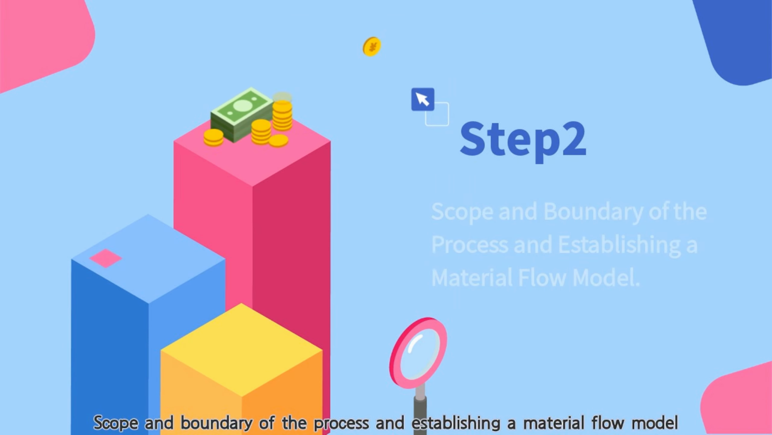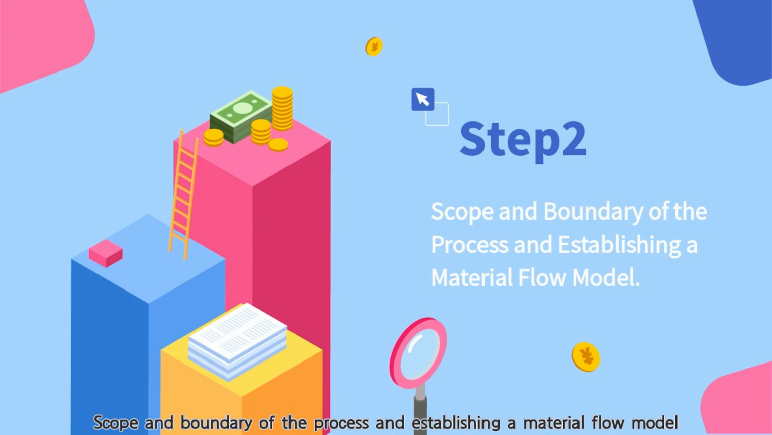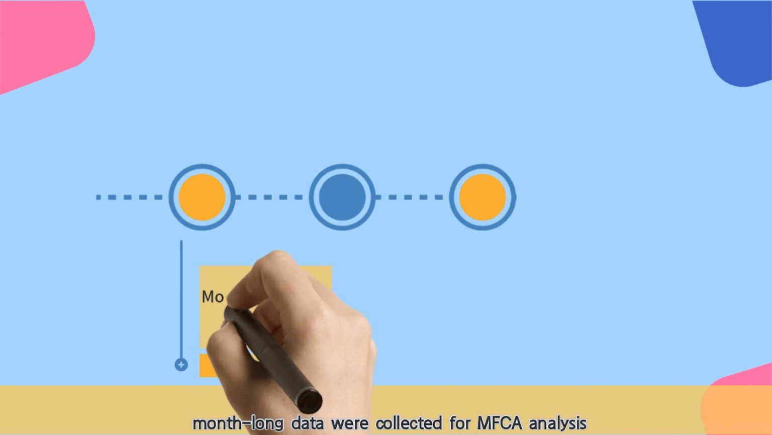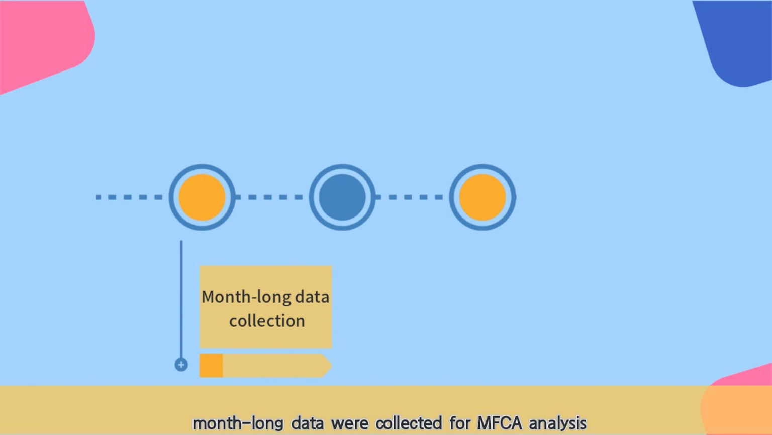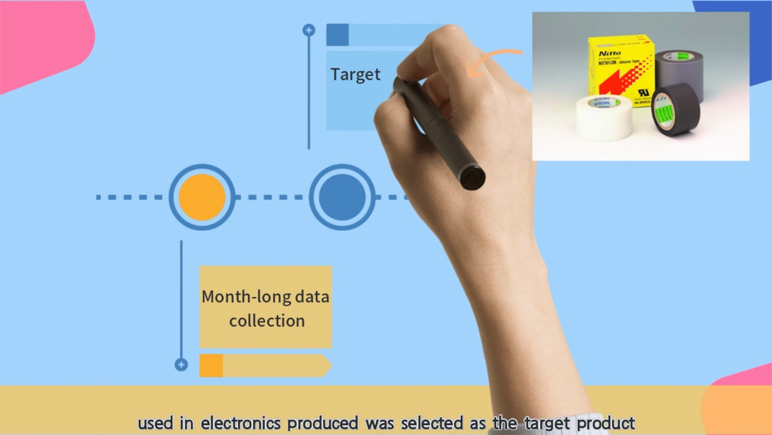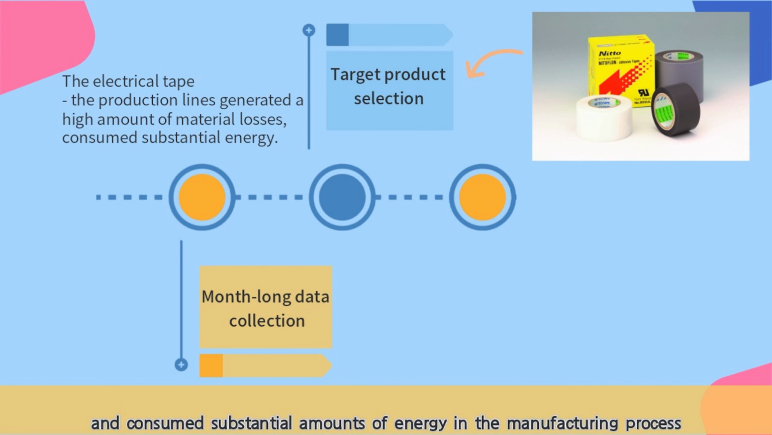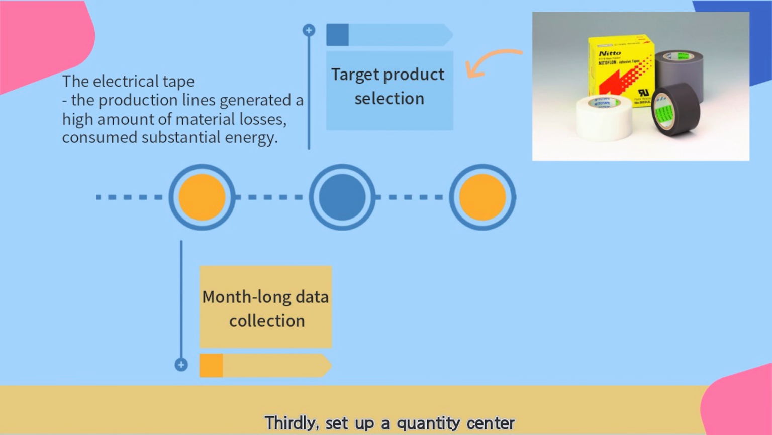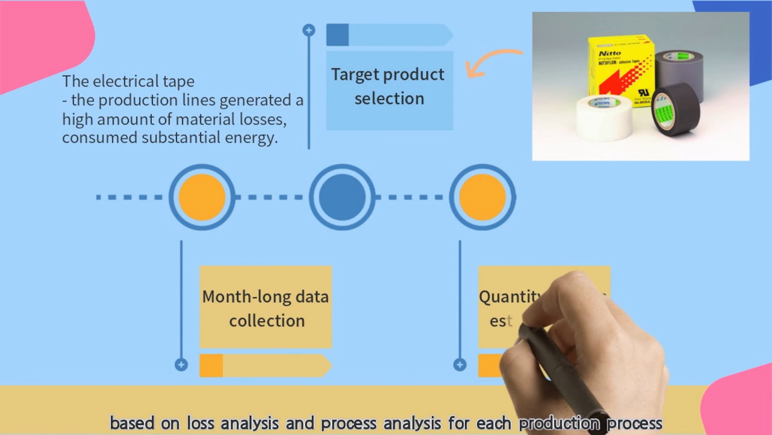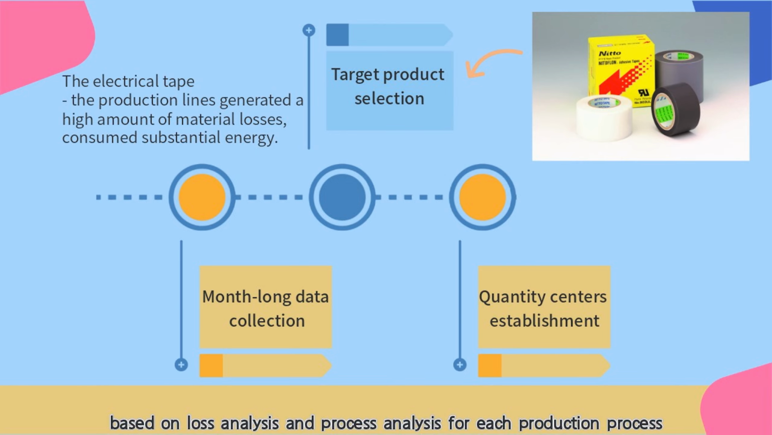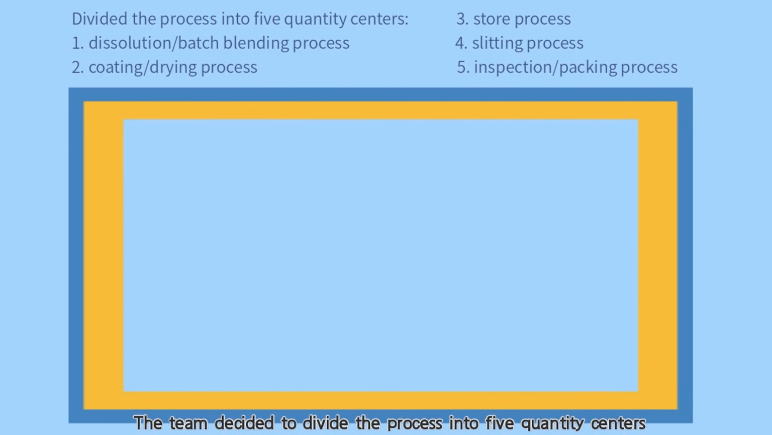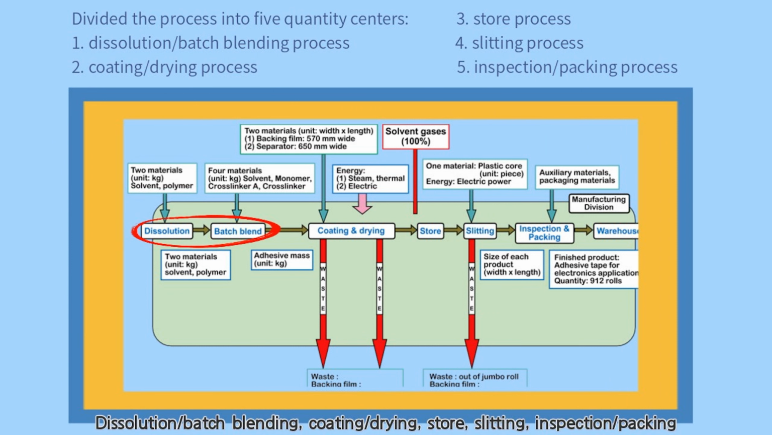Step 2. Scope and boundary of the process and establishing a material flow model. As a first step, month-long data were collected for MFCA analysis. Then, the adhesive tape used in electronics production was selected as the target product, due to the production lines generating a high amount of material losses and consuming substantial amounts of energy in the manufacturing process. Thirdly, set up quantity centers based on loss analysis and process analysis for each production process. The team decided to divide the process into 5 quantity centers: dissolution or batch blending, coating or drying, store, slitting, and inspection or packing process.